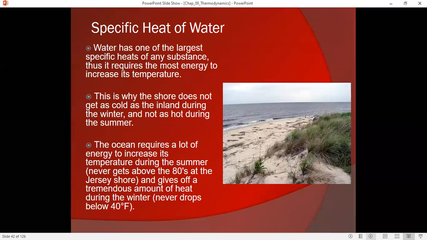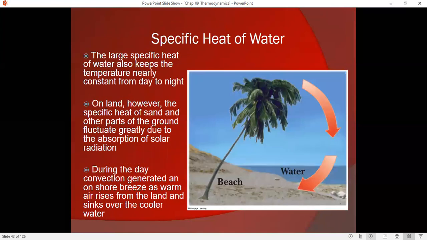So large specific heat of water means that it's a great temperature moderator. The temperature does not change very much at all when we're near the water because of its large specific heat. And of course, this also leads to ocean breezes, which again are really important during a heat wave. When we get that stagnant air and it's just not moving, it's really nice. Talking about inland, we don't have a lot of movement of the air.